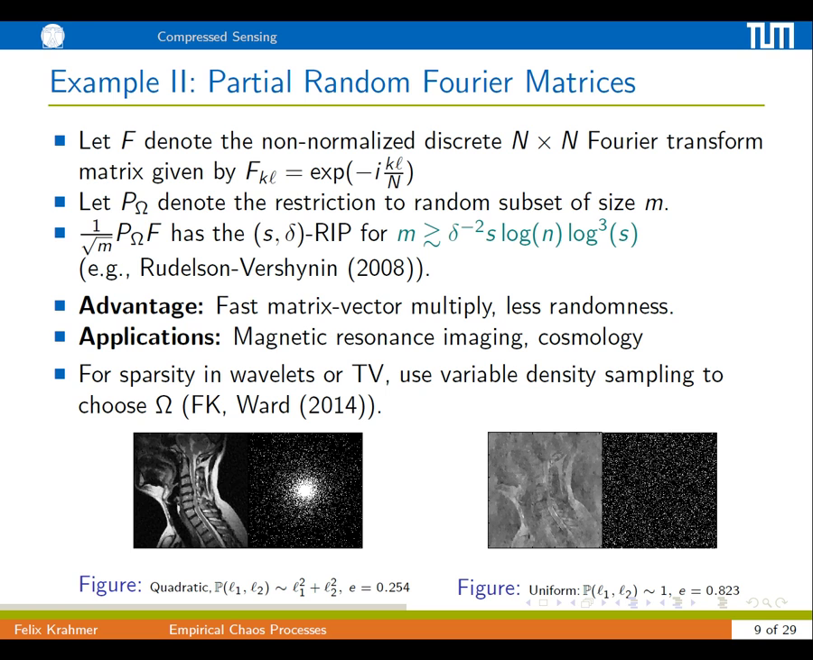When you use your remaining degrees of freedom, basically which rows of the Fourier transform you choose, again at random. Another advantage, from the pure numerical point of view, is that we have a fast matrix vector multiply via the fast Fourier transform, the non-equispaced fast Fourier transform, and there is less randomness.